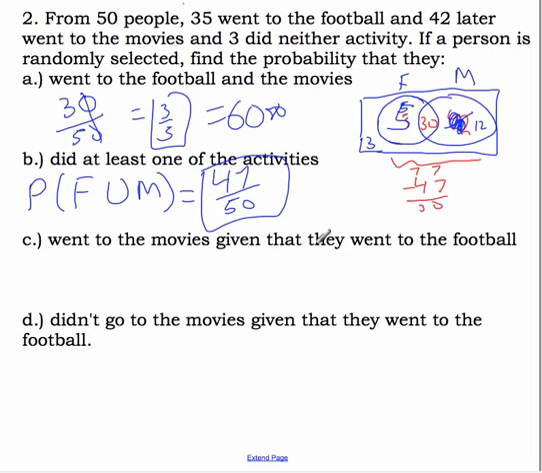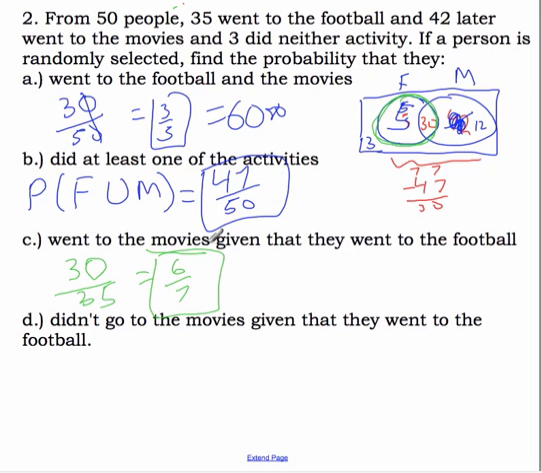Alright. Went to the movies given that they went to football. So given that they went to football, I just need to look at the people who went to the football game. There's 35 of them. So what's the probability that one person in there went to the movies? There's 30 of those people went to the movies. There's 35 in total, so we can also divide those by 5 and get 6/7.